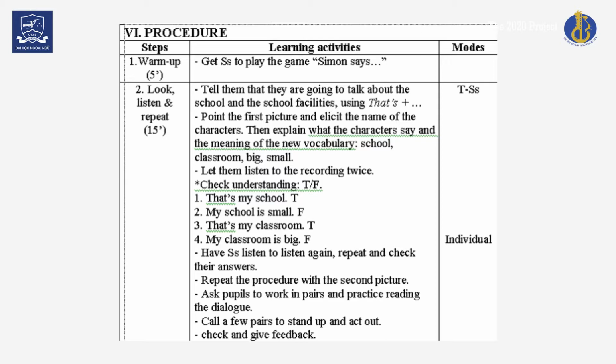Let's look at activity 2. Activity 2, look, listen and repeat, done in 15 minutes. The teacher sets context using a picture, elicits the names of the characters. That is good. She explains all the new words and structures in the picture, then lets them listen to the recording twice.